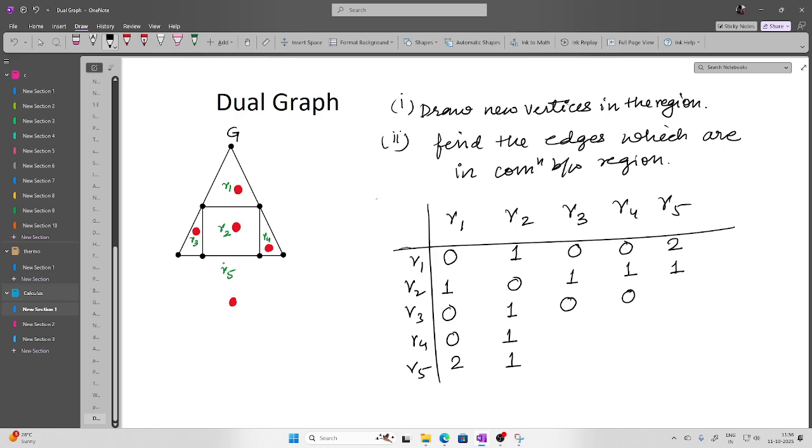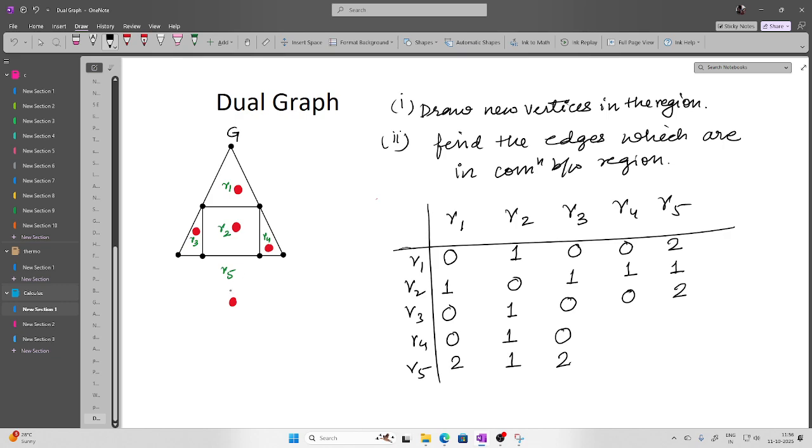What about R3, R5? R3 and R5 are sharing two edges. One is this, another one is this. So in place of R4, R3 also I have to write 0. This is R3, R5. So R5, R3 I have to write 2 because I have to make it diagonal symmetric. Now comes R4.